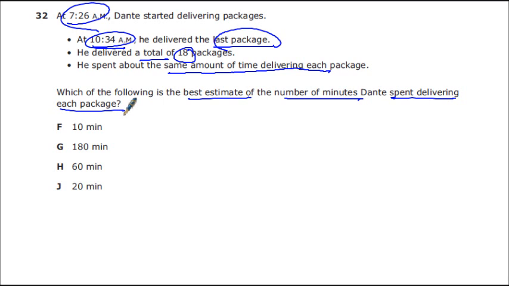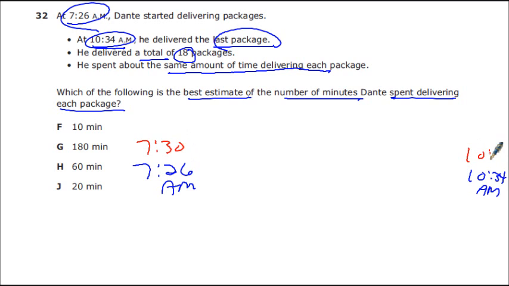So what we have here is an elapsed time problem. We're going from 7:26 a.m. and basically we're going to 10:34 a.m. Well, I can just make this about 7:30. And I can make this about 10:30. So what we did is we went a total of 3 hours. That's how much time has passed.